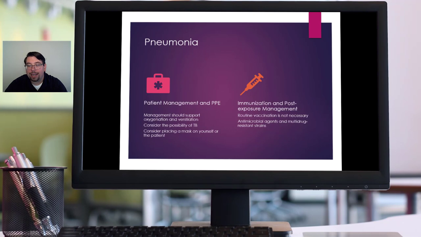Immunizations and then post-exposure management. Obviously, routine vaccination is not necessary for pneumonia, but it is not a bad idea for geriatrics to go ahead and get the pneumonia vaccine. The idea behind that is that they're at a higher risk, so if we can limit the likelihood of them contracting certain forms of pneumonia, the safer they'll be in the long run. And then obviously they're going to receive some type of antimicrobial agent, with multi-drug resistant strain coverage, to try to treat that.